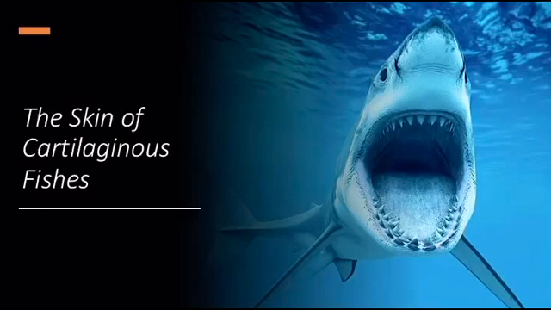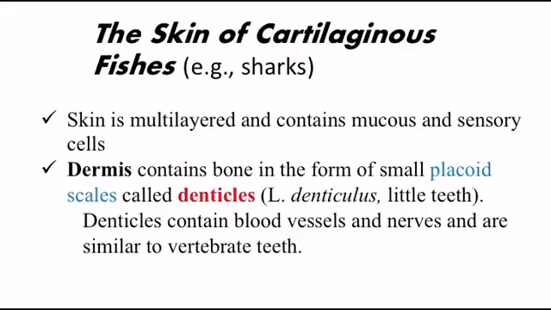The skin of cartilaginous fishes. Cartilaginous fishes include sharks, rays, and skates. Their skeleton is made up of cartilage, so they are named cartilaginous fishes. In sharks, for example, the skin is multilayered and contains mucus and sensory cells. The dermis contains bone in the form of small placoid scales called denticles. Denticles contain blood vessels and nerves and are similar to vertebrate teeth.